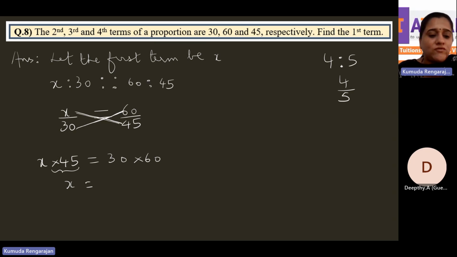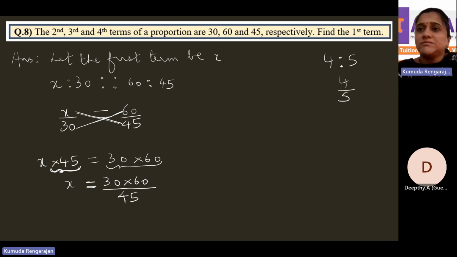Now you want to find the value of x. You want to write x is equal to, but along with x there is into 45. So you send it to the other side because you want to find the value of x. So x is equal to, write whatever is here, 30 into 60 as it is. Now this into 45, you send it to the other side. So into 45 will become divided by 45 because multiplication and division are opposite operations. Am I clear?